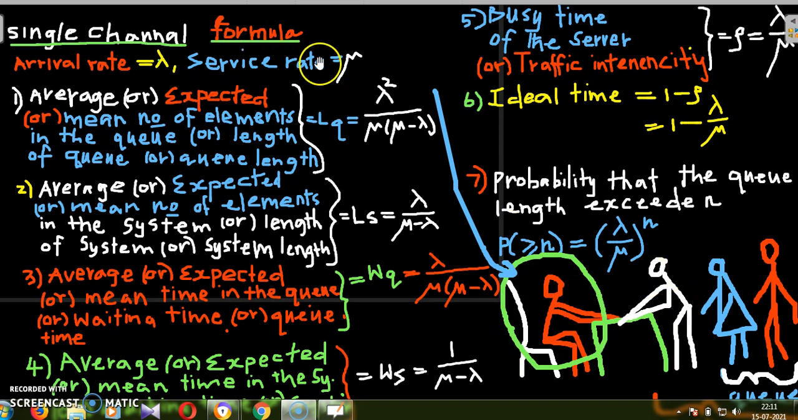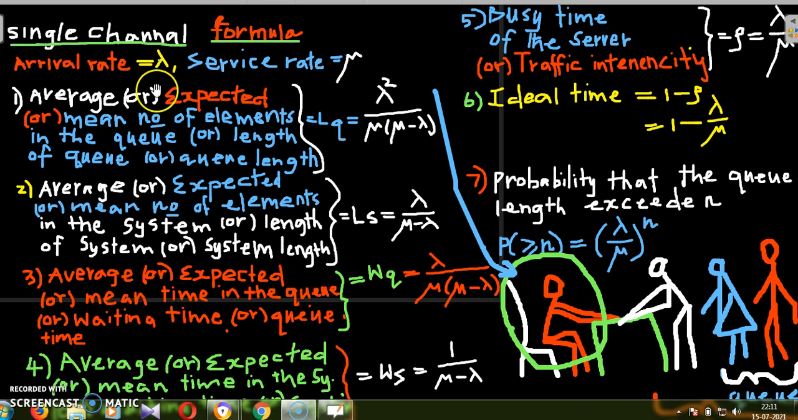That's called service rate. So all these formulas are based on lambda and mu only. Lambda and mu only. Every formula is based on lambda and mu. So these two things we have to find out from the given data. That is a very important thing: arrival rate and service rate.